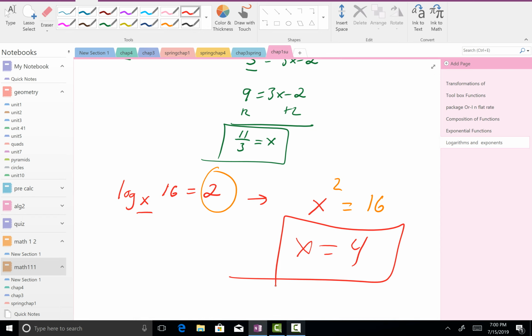So again, all you're doing is just using a definition. It doesn't matter where the x is, you can use a definition to figure it out with logarithms. Any questions on that? Because that's all of 4.4. Oh, we're cruising here.